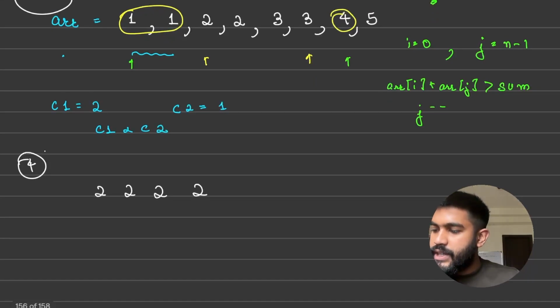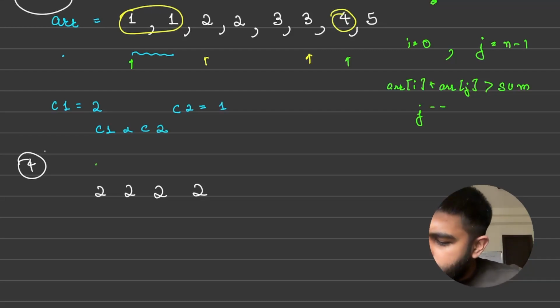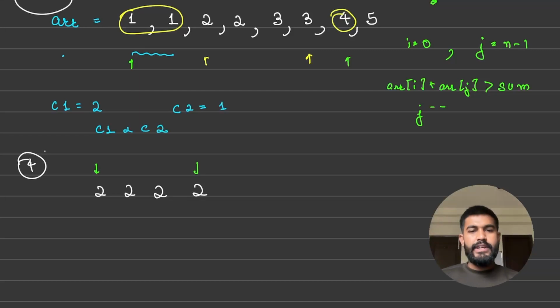So if the value is less, we would increment it. If the value becomes equal, we would just decrease it. Now you understand. Now I would have two pointers again at the extreme left and extreme right.